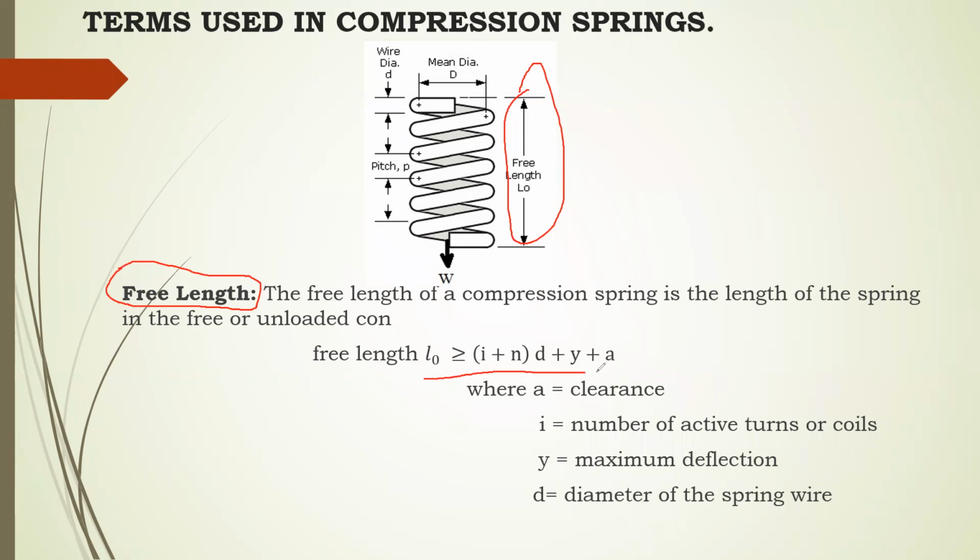The free length formula is here. A is clearance. N is the number of active coils; you can count 1, 2, 3, 4, 5, 6. We will be discussing active coils in future classes. For now, just say N is the number of coils. Y is the maximum deflection, meaning how much we can elongate it. d is the diameter of the wire. So the total free length can be calculated using this formula, which we also use in problems. Free length is the length of the spring when it is completely unloaded.